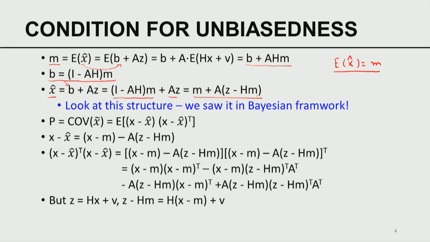We saw this structure in the Bayesian framework already. That means the estimate is equal to the prior plus A times z minus H m. So z minus H m is the innovation, A is the weight. I had two unknowns, and I have decided what must be the structure of b in order that the estimate is unbiased. By substituting the condition for unbiasedness, the structure of the unbiased estimate must be given by this: m plus A times z minus H m.